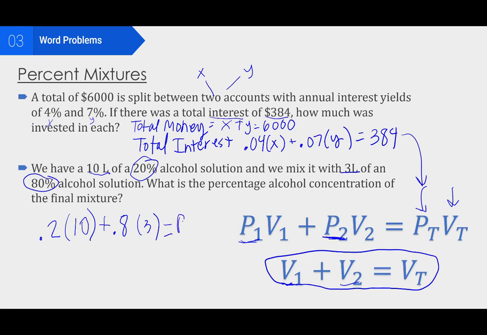Now, this one we don't know the percentage, that's what we're trying to find, P sub T. And we don't yet know the volume. Two variables. And then here we have volume 1, we already know that is 10. And volume 2 we already know is 3. And total volume would be V sub T, also known as 11.